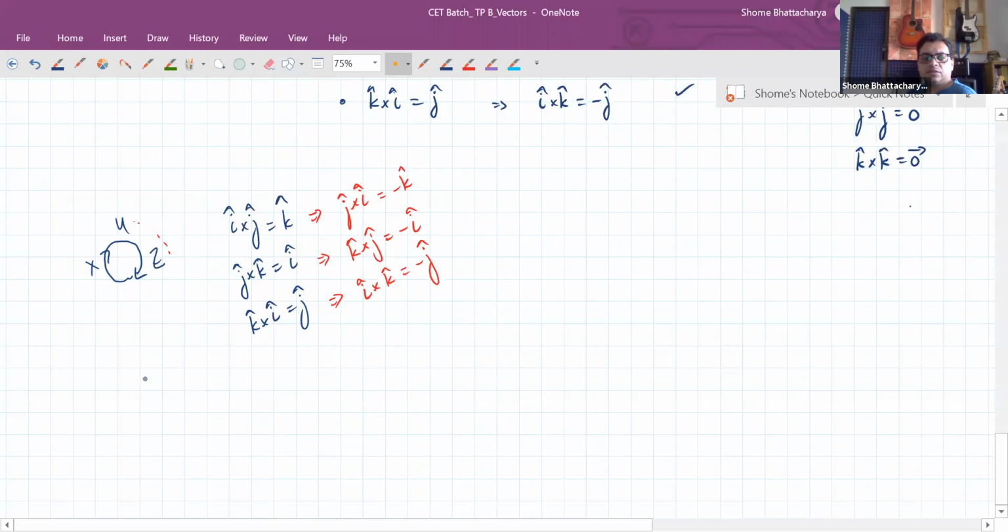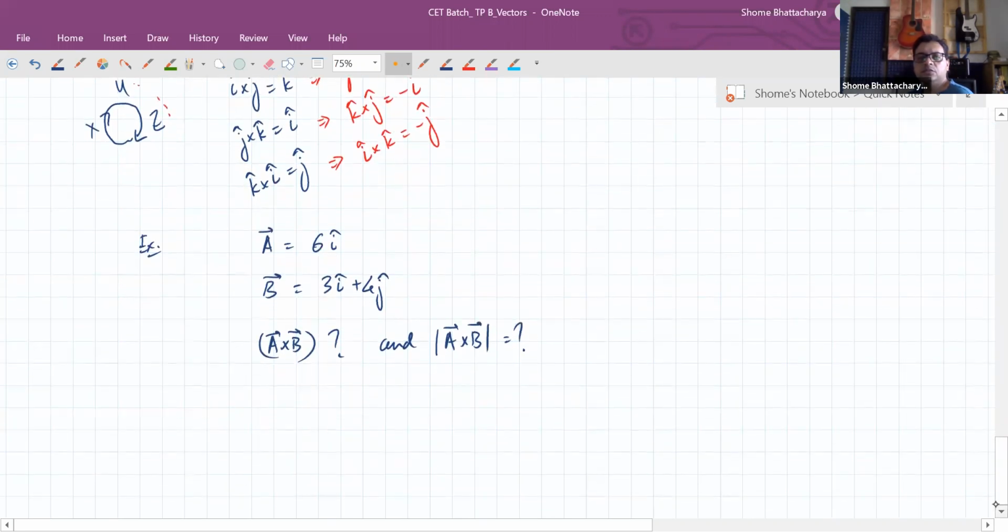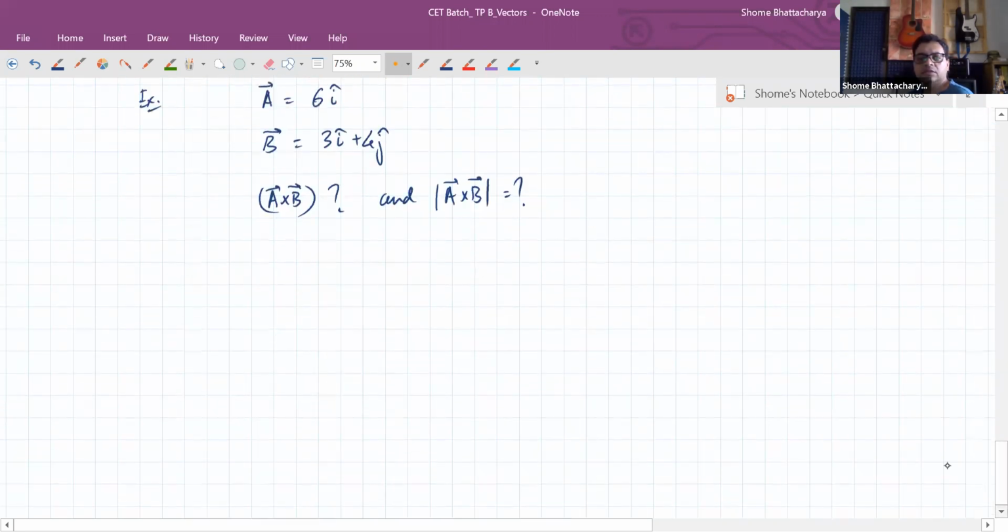Okay, so with this in mind, let's look at a simple example. If I have the vector A as, let's say, 6 i cap, and I have the vector B which is 3 i cap plus 4 j cap, and I want to calculate A cross B, and I also want to find out the magnitude of A cross B. So I have now two ways of doing it. One is I can use the properties of vectors.